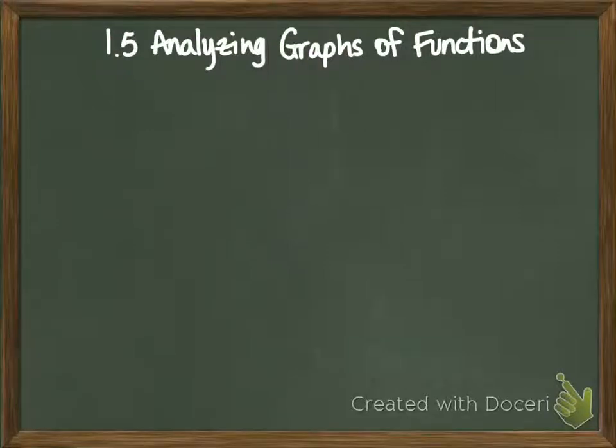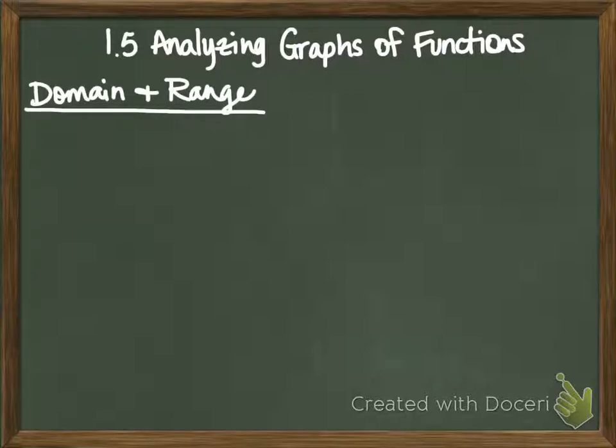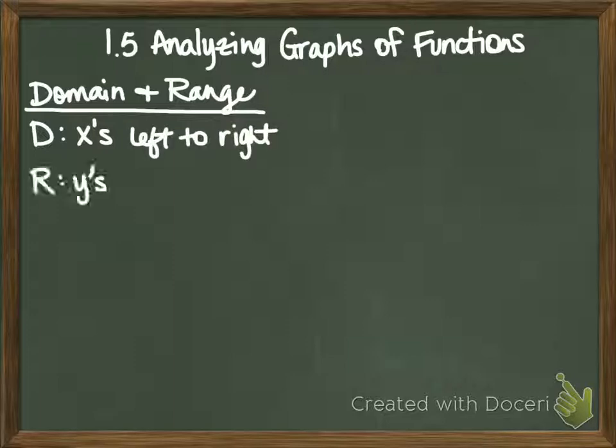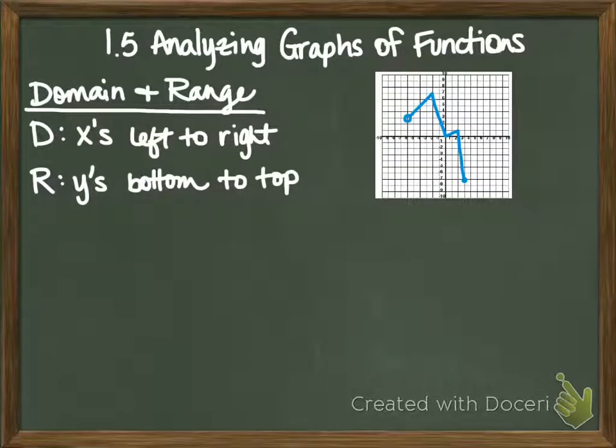Okay, so these are the notes for section 1.5, Analyzing Graphs of Functions. We're going to start by talking about the domain and range, which we talked about in section 4 as well. The domain represents the x values, which is always left to right. The range is the y values, which is bottom to top. So we're going to look at this picture of this function and learn about the interval notation in writing domain and range and set notation for writing domain and range.